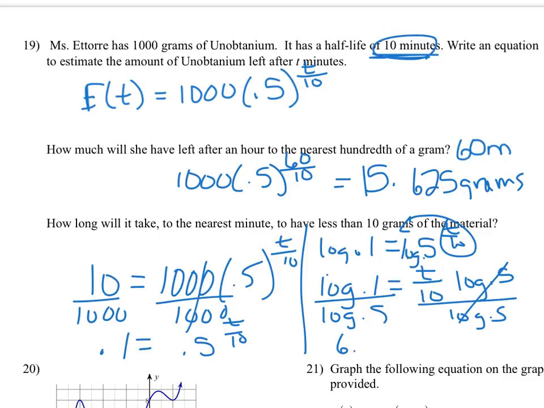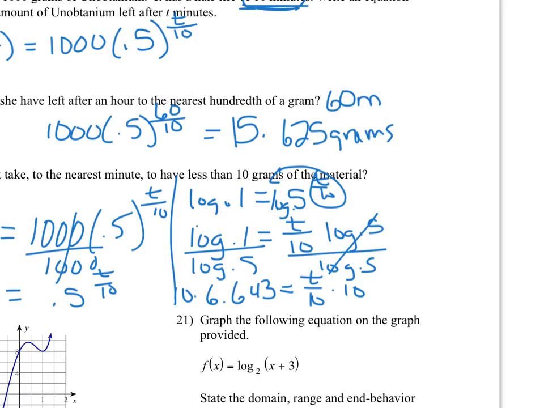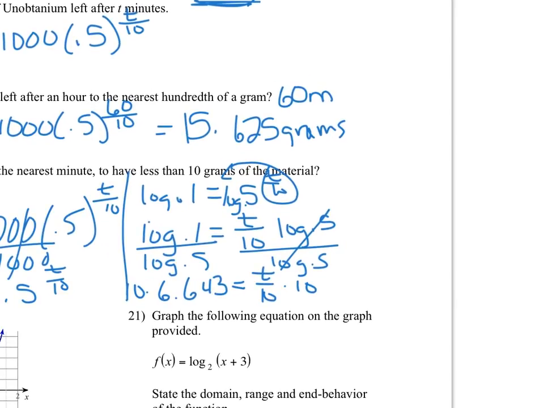So it's 6.643 equals t over 10. Multiply both sides by 10. And it's going to be 66.43. So to the nearest minute, it's 66 minutes.